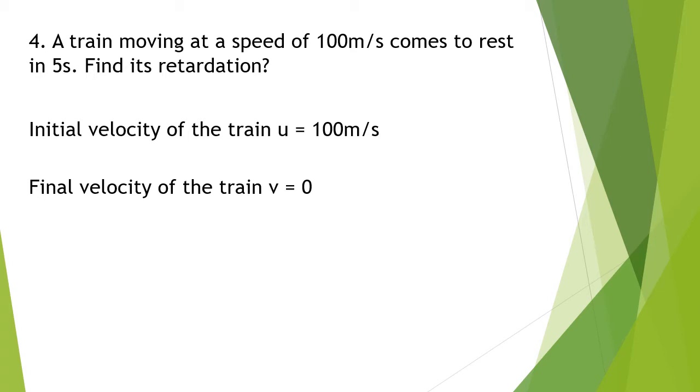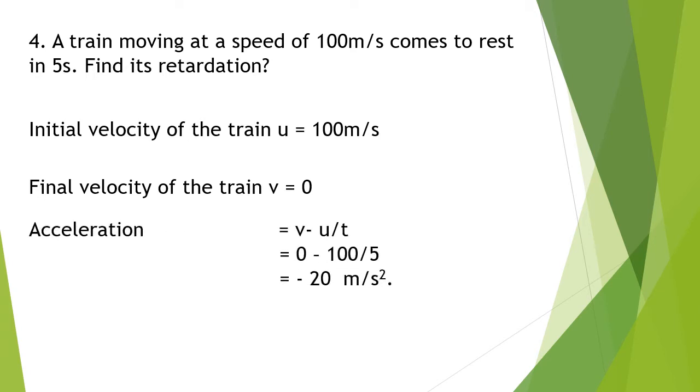So we have to calculate retardation. Children, negative acceleration is known as retardation. So we have to calculate acceleration here. That is v minus u by t. So when we substitute 0 minus 100 by 5, we get minus 20. See, the word retardation already means negative. So we say that the train has a retardation of 20 meter per second square, or it has an acceleration of minus 20 meter per second square.